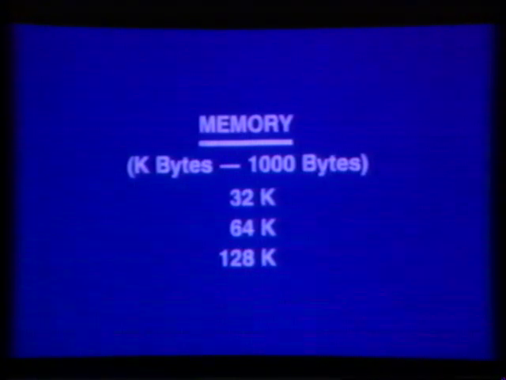If it has 32,768 memory locations, it is said to have 32K bytes. The memory sizes are usually given in multiples of 1,000 bytes, and normally, computer memory is doubled during the manufacturing process. Doubling the 32K bytes gives us 64K. Doubling this again would give us 128K bytes.